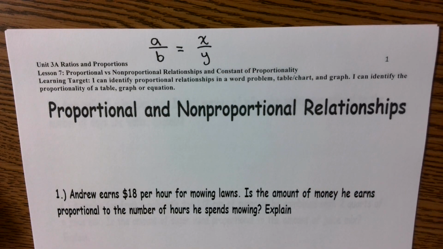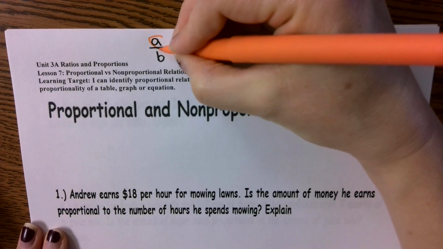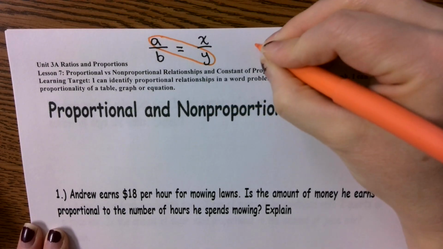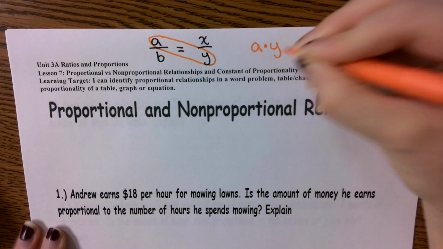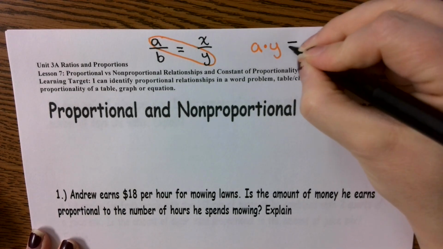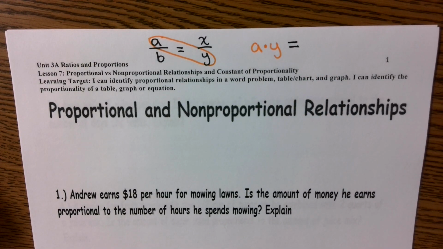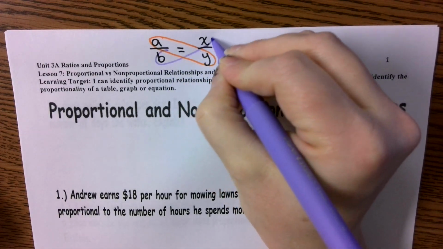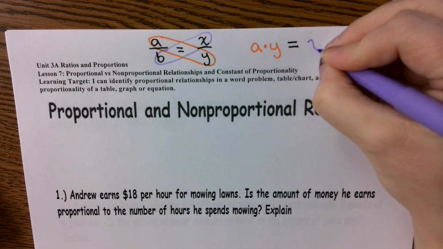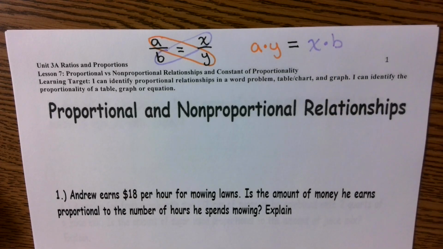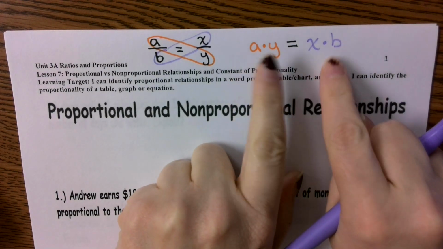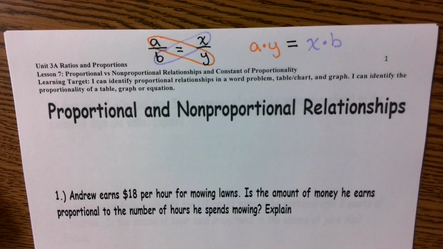And we knew that they were proportional to each other if we were able to do the cross product, if we were able to multiply A times Y. So A times Y. And then we saw that it was equal to the other diagonal if we multiplied X times B or B times X. Okay, if those products were equal, then we knew that it was a proportional relationship. So we saw that when talking about proportionality. Now we're going to look at proportionality in some different formats.